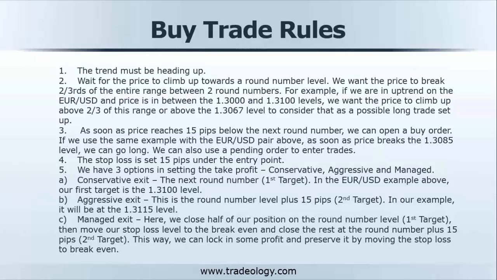Now, you'll notice those two prices that we've got there, 1.3000 and 1.3100, there's a 100 pip gap between those two prices. And if we want the price to climb up above 2/3 of this range, what we need to see is price or a candle moving up above the 1.3067 level. If price were to move up above 1.3067, it would have moved above 2/3 of this range. And that is a signal that a possible long trade could be setting up.